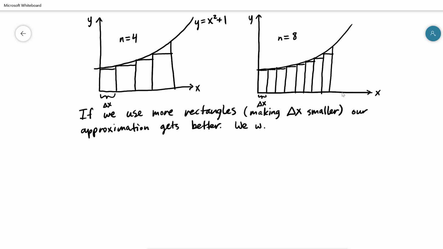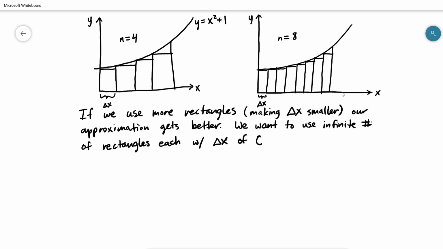we eventually want to use an infinite number of rectangles, each with a delta x of essentially 0, 0-ish, we'll say. Right? That's kind of the idea.